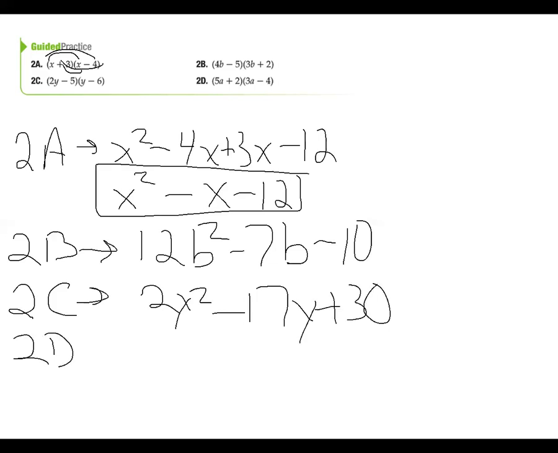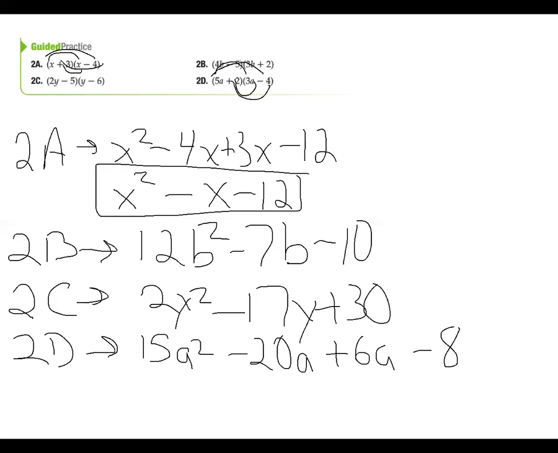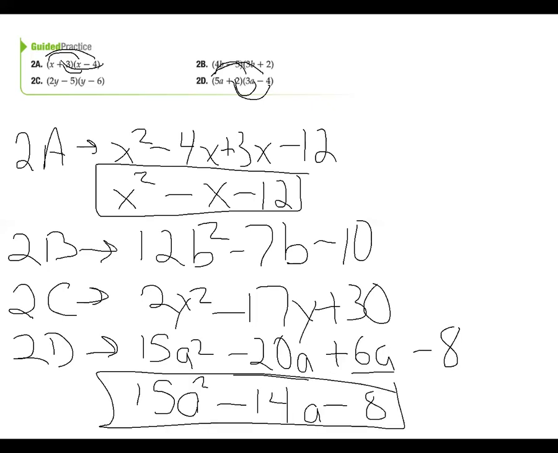And 2d, if I FOIL it, 5a times 3a gives me 15a squared. The outers give me negative 20a. The inners give me plus 6a. And the last give me negative 8. So if I combine like terms, the negative 20a and the 6a, 15a squared minus 14a minus 8. And that's our answer for that one.